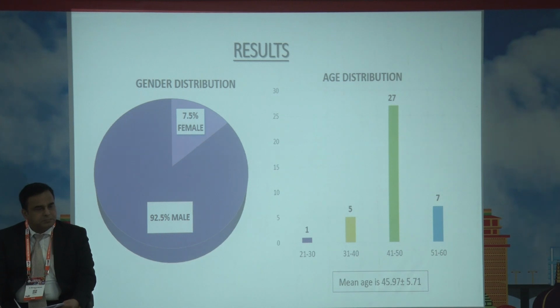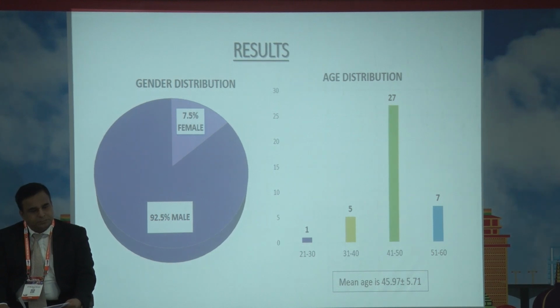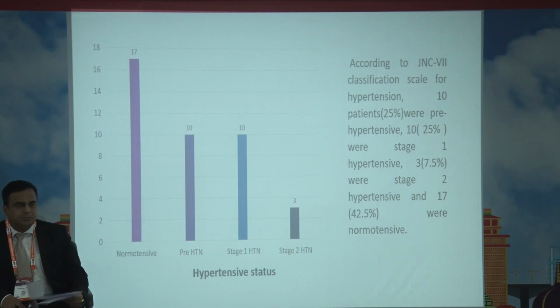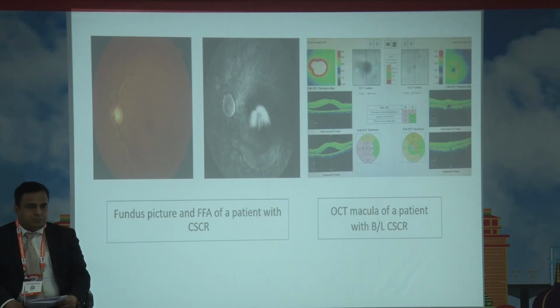Coming to the results, 92.5% turned out to be male and 7.5% female among 40 cases. The mean age of the study population was 45 years, with the majority belonging to 41 to 50 years of age. According to JNC7 classification, 17 cases were normotensive, 10 were pre-hypertensive, 10 were stage 1, and 3 were stage 2 hypertensive. Here is a fundus picture and the FFA of a patient with CSCR, and OCT macula of a patient with bilateral CSCR.